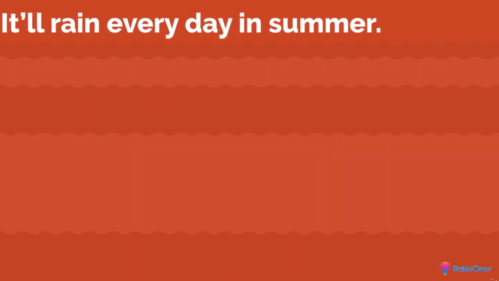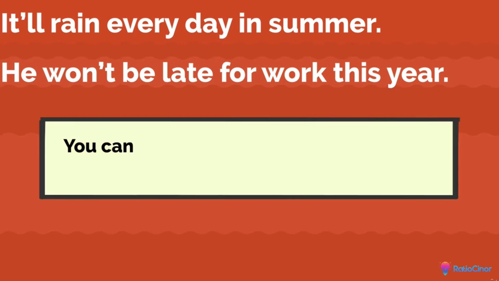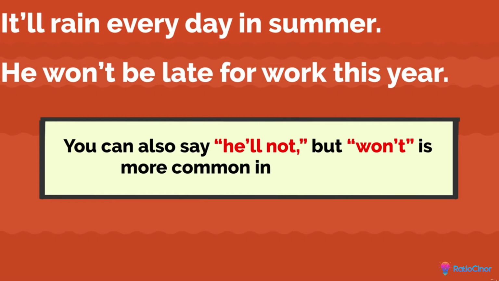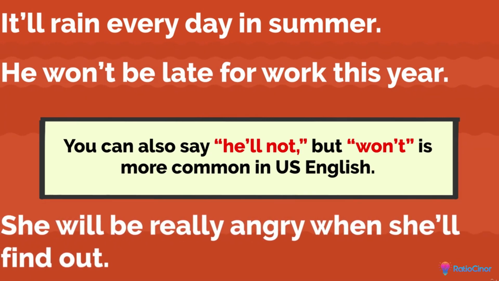It'll rain every day in summer. He won't be late for work this year. You can also say he'll not, but won't is more common in US English. She will be really angry when she finds out.